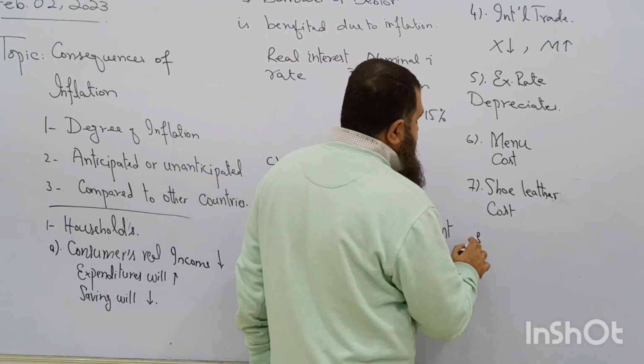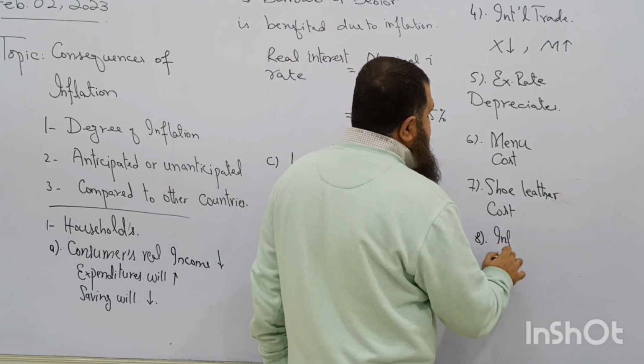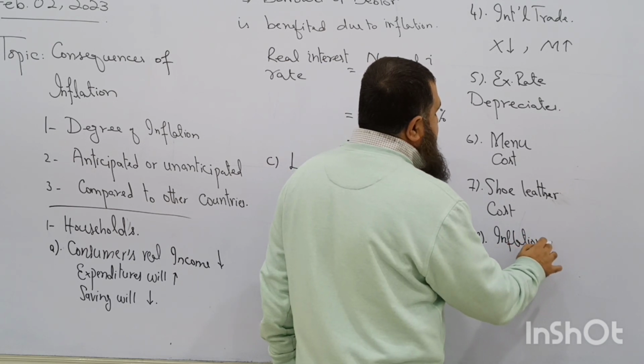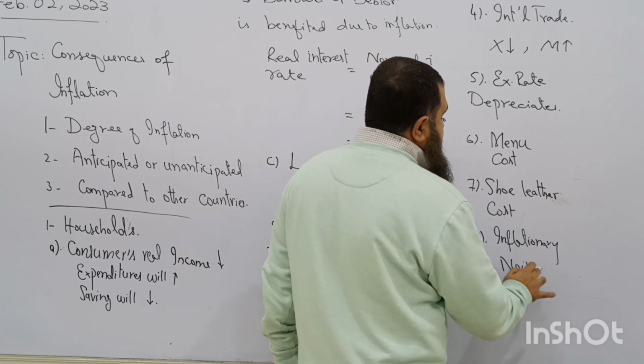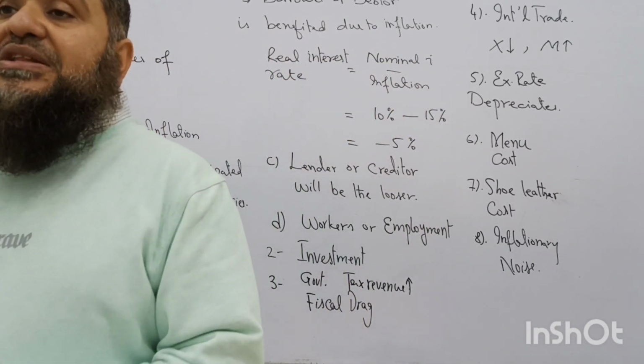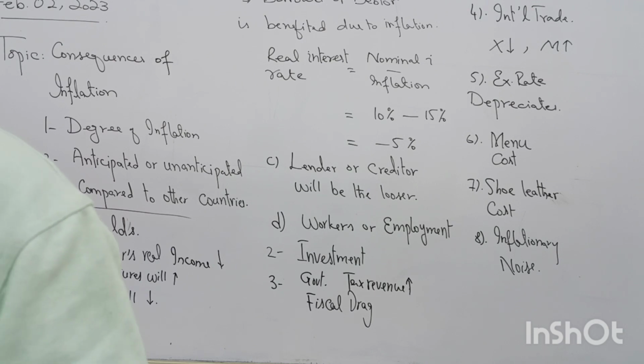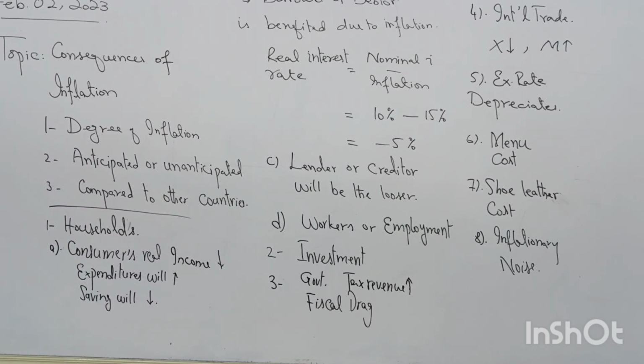Another cost is called inflationary noise. What is meant by inflationary noise? Misinterpretation. Producers think that their product demand is also increasing, so they increase the prices of their products. So inflation causes inflation in the economy. Clear? When inflationary pressure is growing, many producers whose product demand hasn't changed have also increased their prices. Or domestically produced goods also increase in price because imported good prices have increased. So this is how inflation causes inflation.